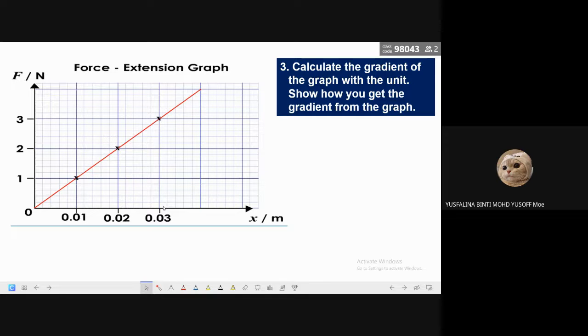Okay, it says here, calculate the gradient. For the gradient, you must show the triangle, especially for the practical exam. When they ask you for the gradient, don't forget to draw the triangle. So how do you draw the triangle? Of course, you know for the gradient you need two points, x1 y1 and x2 y2.